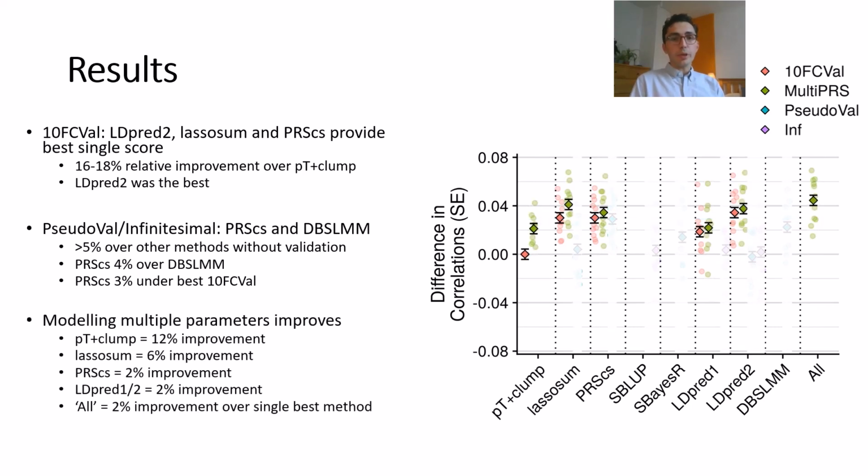The multi-PRS approach, shown in green, which uses an elastic net model to model multiple polygenic scores based on a range of p-value thresholds or shrinkage parameters, consistently outperforms the single best polygenic score selected by tenfold cross-validation, shown in red, with the largest improvement for the PT plus clump approach of 13%. Lastly, we tested whether fitting polygenic scores across multiple methods improved prediction, and we found it did to a small degree, though the computational burden is obviously substantial because then you have to run all of the methods.